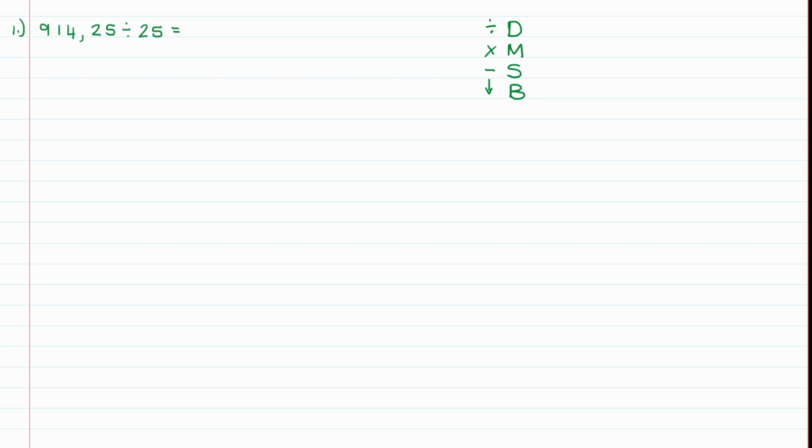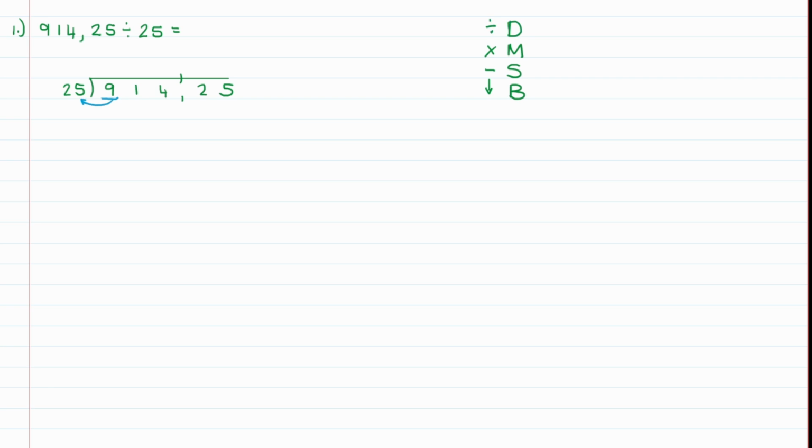In our first example, we are going to write 914,25, with 914 on the inside of our house and 25 on the outside. Don't forget to place your comma on the top of your house. The first step is to take your inside number divided by your outside number.